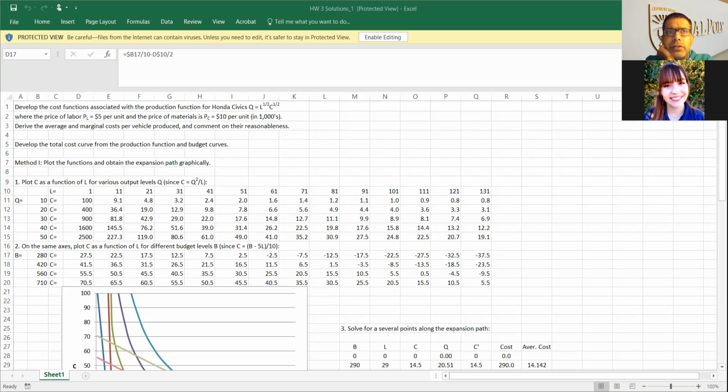Okay. So this is the homework number 3 discussion in CE 528. So this is sort of what I was trying to get at when I asked you to look at that Honda Civic problem. And then this is what the problem looked like.